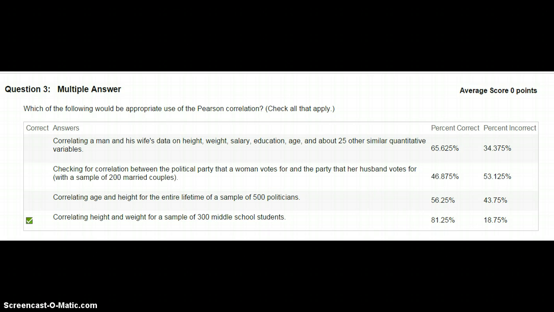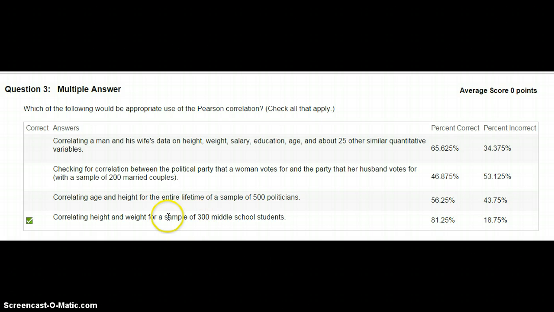So this one, again, the majority did get the correct answer, although people also chose other things. But this is an appropriate use of the Pearson correlation. Here, height and weight. Again, we have a paired data point. So we have student number 1 out of 300. We get that student's height, that student's weight. We put it together in a pair, and so on. So we'd have 300 pairs. If you think Excel, that's 2 columns, each with 300 rows. And then we just run a correlation on them.